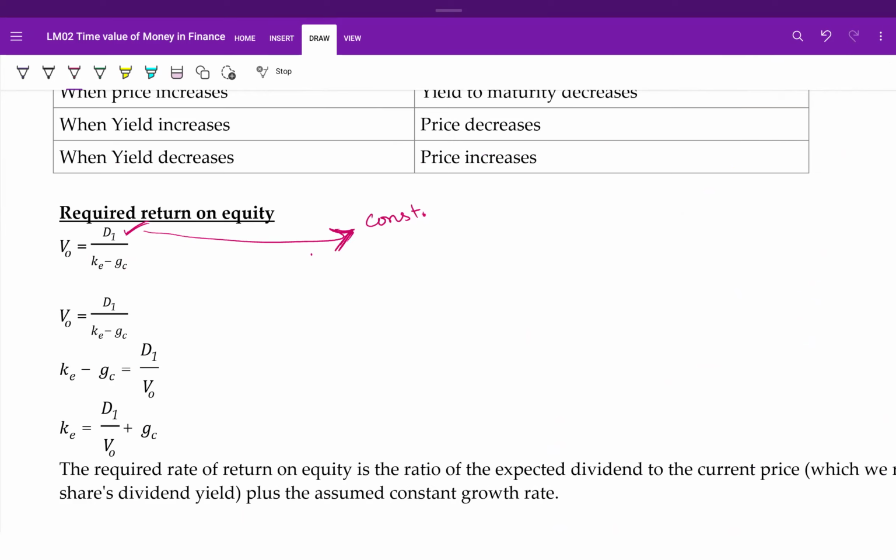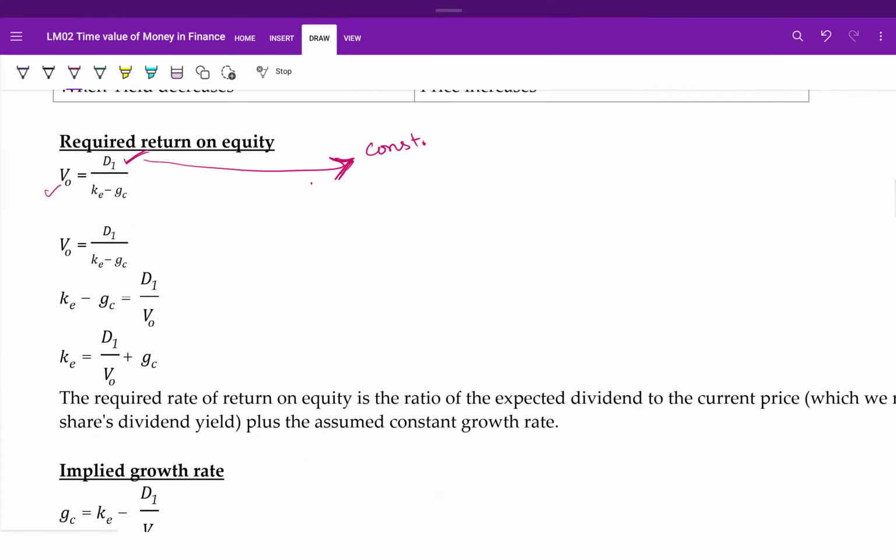So if you assume a constant rate of dividend growth, we can rearrange the constant dividend growth formula, the constant dividend discount model, to solve for the required rate of return. What we are going to do is move some things from here to there. So KE moves to the other side of the formula, and V0 will come in place of D1 by V0.